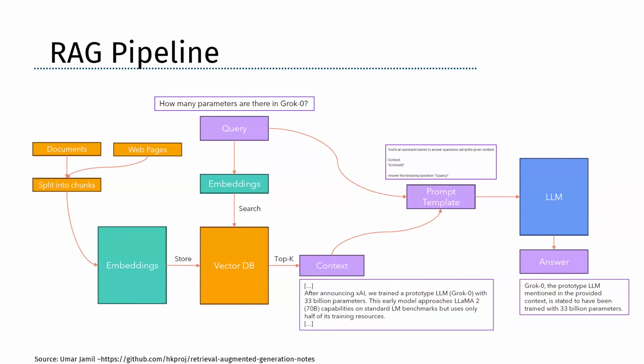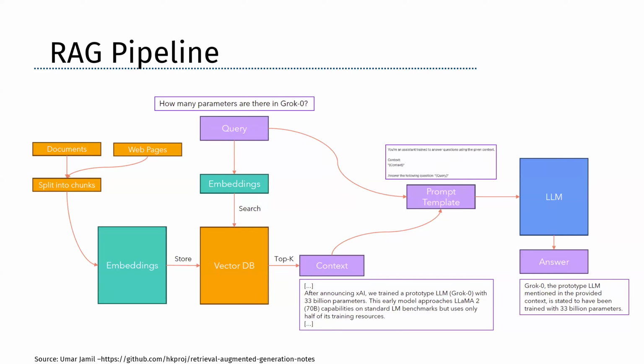Imagine you are asking a question like, how many parameters are there in Grok 0? Now, the first step follows exactly what we talked about with prompt engineering. You input a query just like before, and the prompt template kicks in, setting up the structure of how to represent that query to your model. The LLM processes the input and gives us an answer.